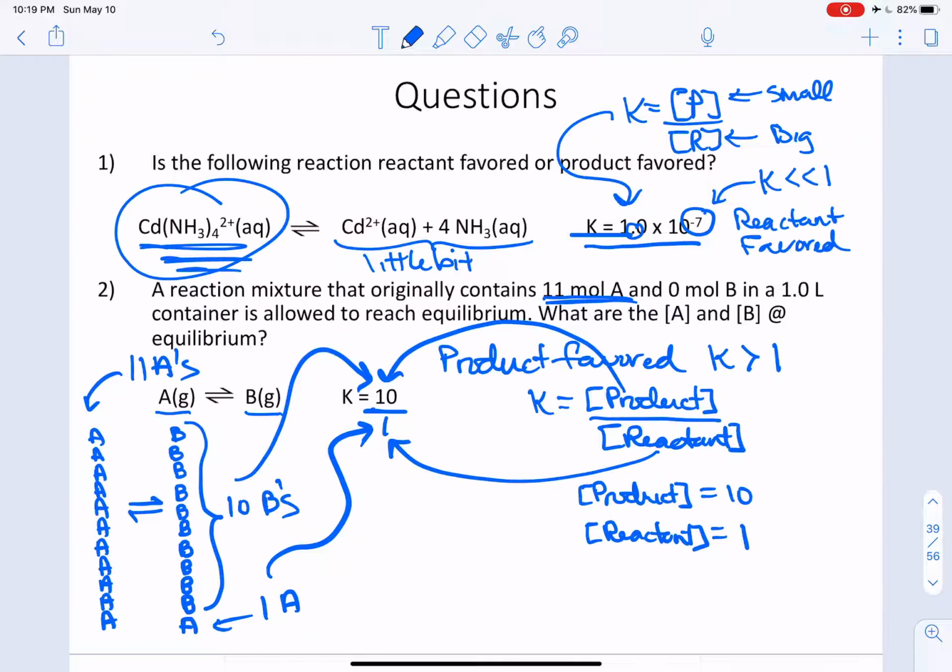Ka, Kb, Kc, Keq, Kw, Ksp, la la la la la la, lots of K.